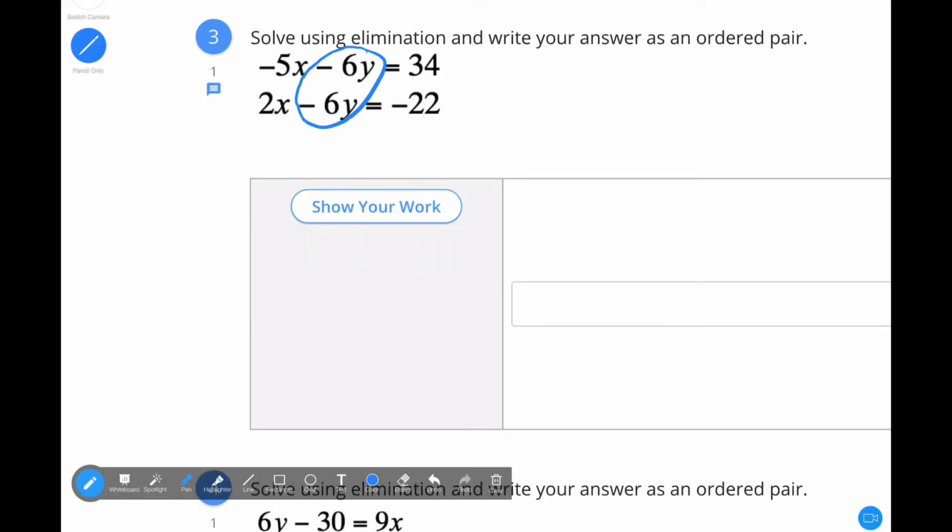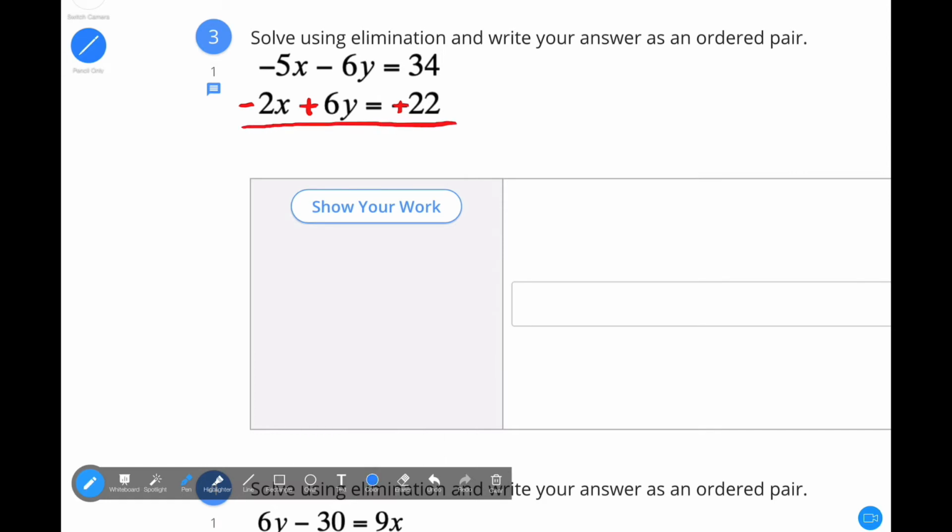This right here would be the easiest to eliminate because we have the same numbers going on. The only thing is negative 6 minus 6 is not going to give you a 0. So you need a positive and a negative. It doesn't matter which one is positive, which one is negative. So let me multiply everything on the bottom by negative 1 to make that a positive, which means that's a negative 2, that's a positive 22. You can multiply negative 1 on top.